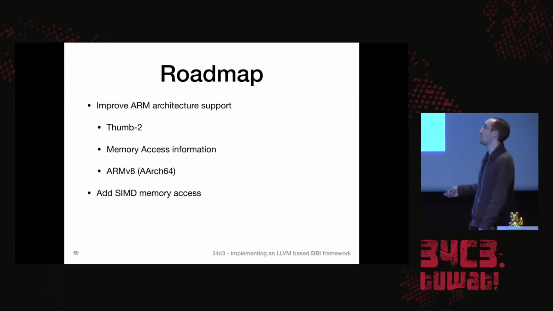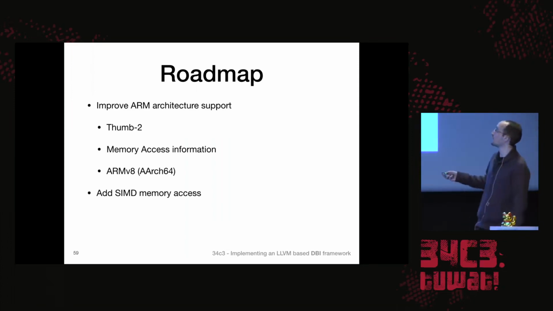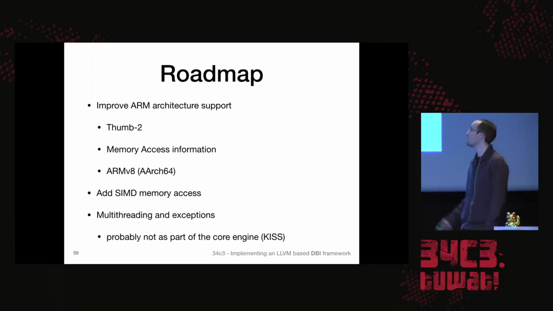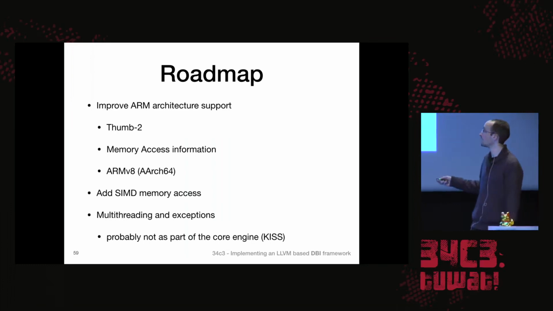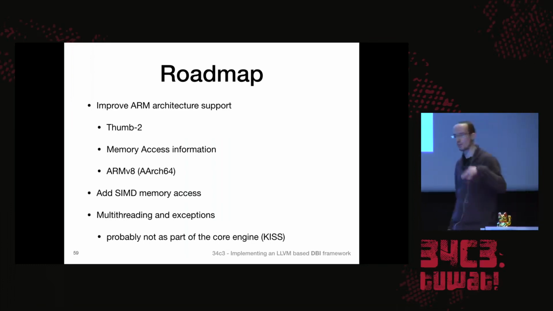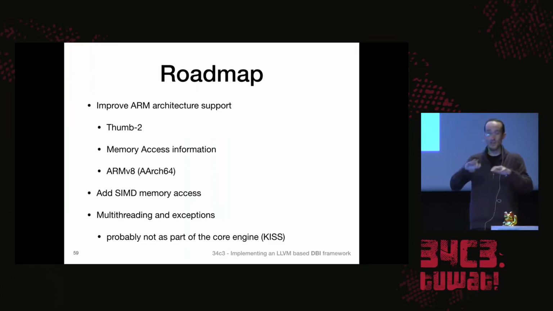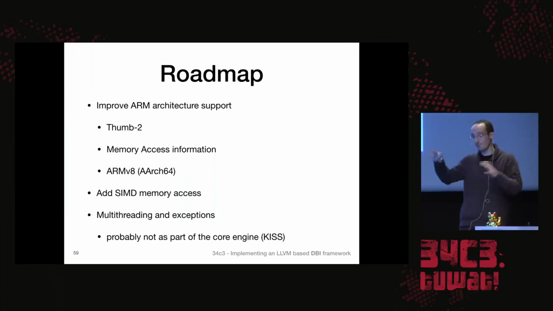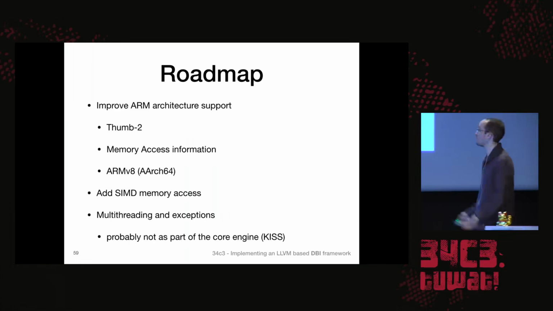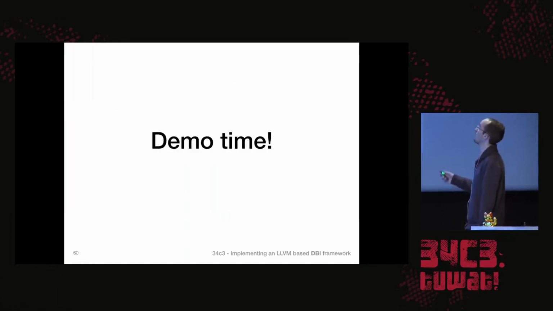We need to improve the memory access because currently we don't have SIMD memory access, which is a bit of a problem also. And we also want to focus on multi-threading and exceptions, but not in the same way that most engines work, because we really want to keep the core very simple. So it will probably be integrated with something like a helper library or something a bit aside of the project, but we don't know exactly right now.